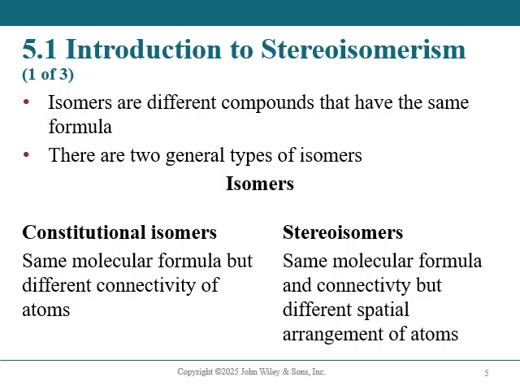Let's start by reviewing the definition of an isomer. When we talk about isomers, we're talking about different compounds that have the same formula. Usually, isomers fall into one of two categories, either constitutional isomers, which have the same molecular formula but different connectivity of atoms, or stereoisomers, same molecular formula and connectivity but different spatial arrangements of atoms.